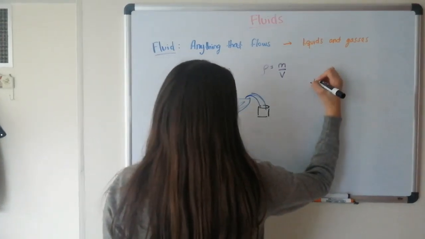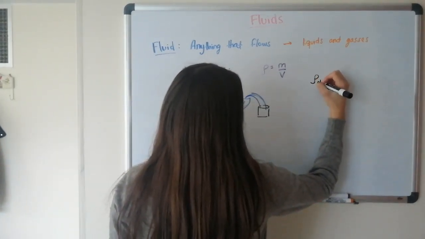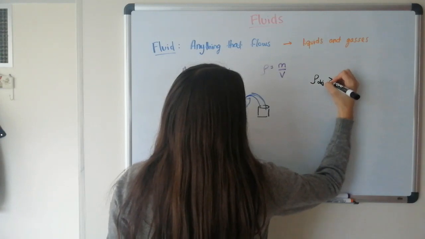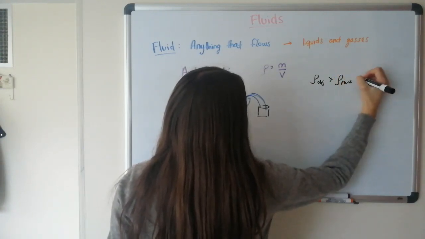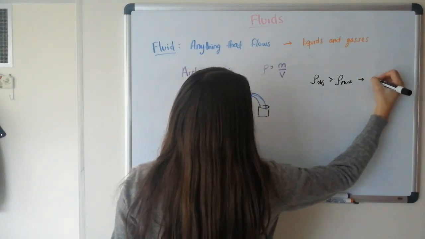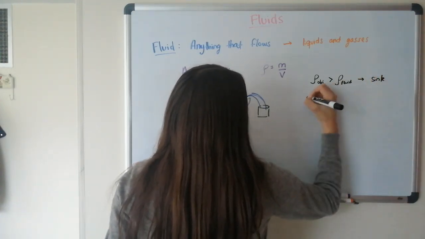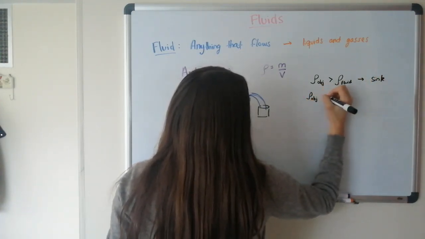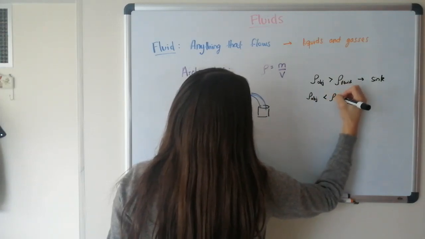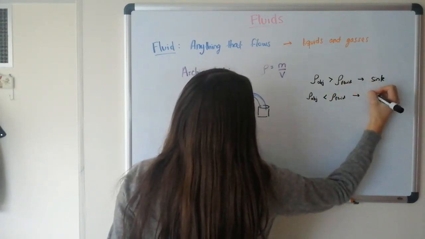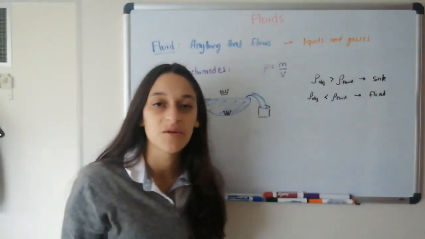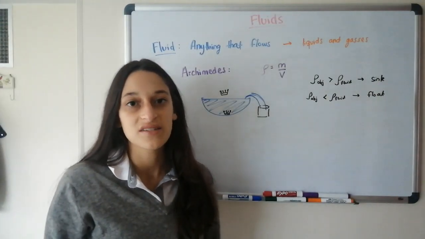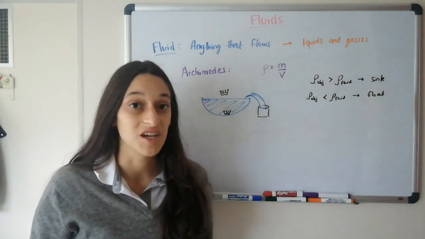So let's write that down. If the density of the object is bigger than the density of the fluid, then it's going to sink. If the density of the object is less than the density of the fluid, it's going to float. But why? If it's always the same object, why does it sometimes float and why does it sometimes sink?